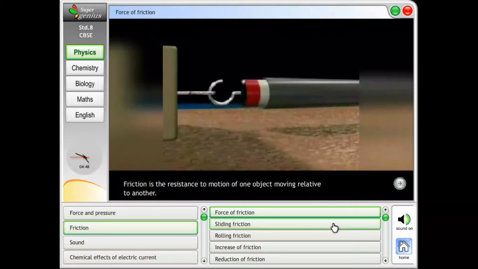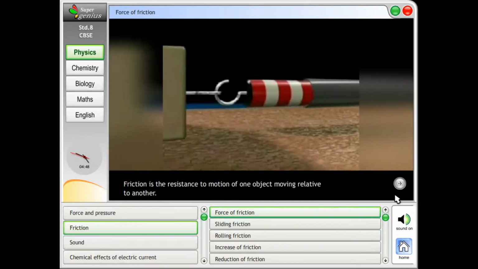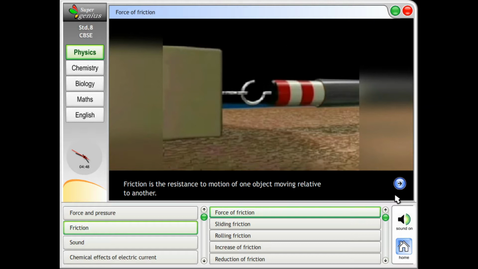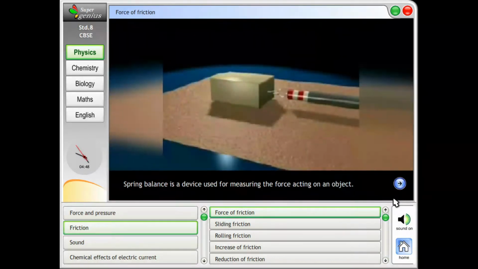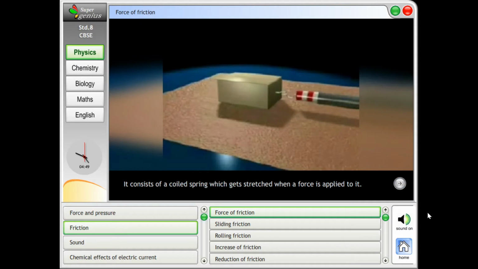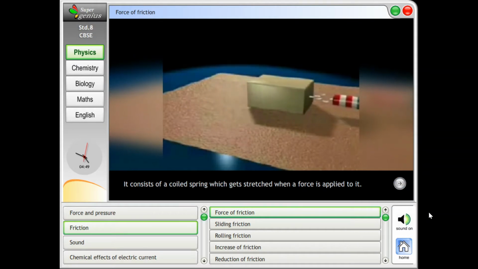Force of friction. Friction is the resistance to motion of one object moving relative to another. Spring balance is a device used for measuring the force acting on an object. It consists of a coiled spring, which gets stretched when a force is applied to it.